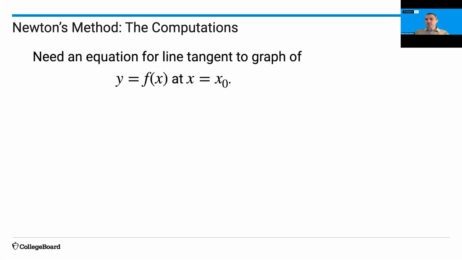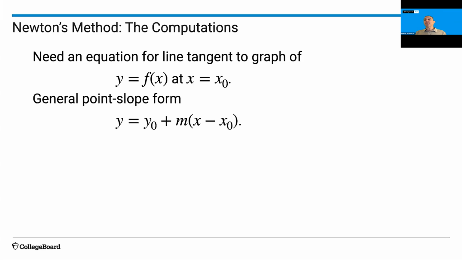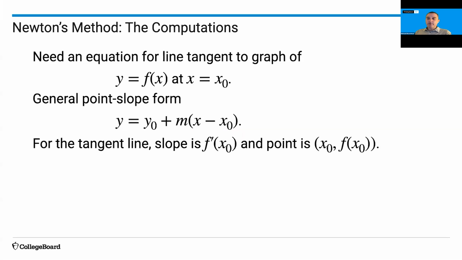Now, you all learned this in your most recent unit, but let's review it right now so we have it for completeness. So remember that the general point-slope form of a line is given by y is the y-coordinate of the known point plus the slope times x minus the x-coordinate of the known point. Well, for us, the known point is x-naught, the x-coordinate where we start, and the y-coordinate is the function at x-naught. And the slope is the derivative at x-naught. So for us, a tangent line is given by this equation.